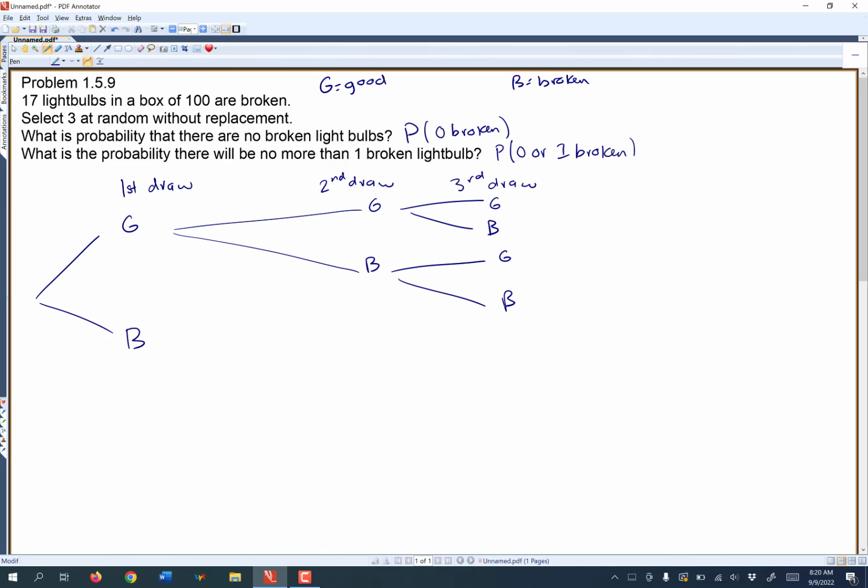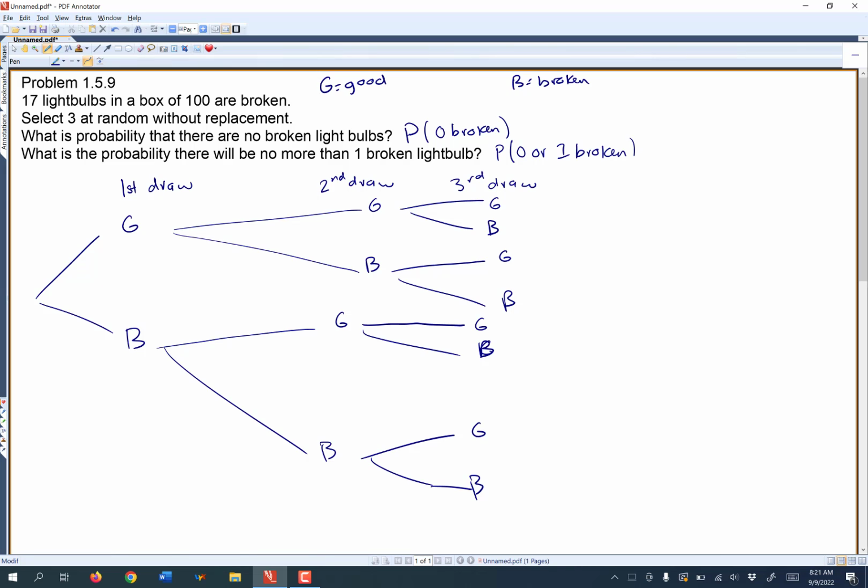Well, let's say I got broken the first time. Well, the next time I draw, I can still get good or broken. And then the third time I can get good or broken and good or broken. So those are all of my possibilities. I have 3 draws. Every time I can get good or broken. Now I can go through and fill out all of the probabilities.